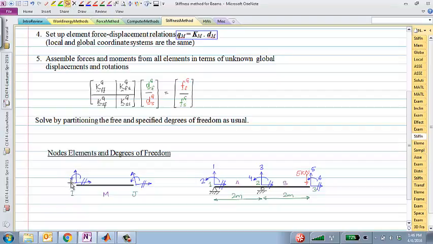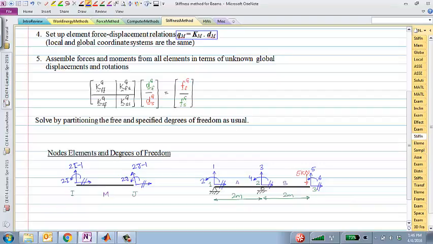What would be the degrees of freedom for node I? If I have a general node I, what? Say again? 1, 2 would be for node 1. So for node I in general, it would be 2i minus 1 and 2i, right? Transverse displacement we'll call 2i minus 1 and the rotation would be 2i. Similarly for j, 2j minus 1 and 2j.